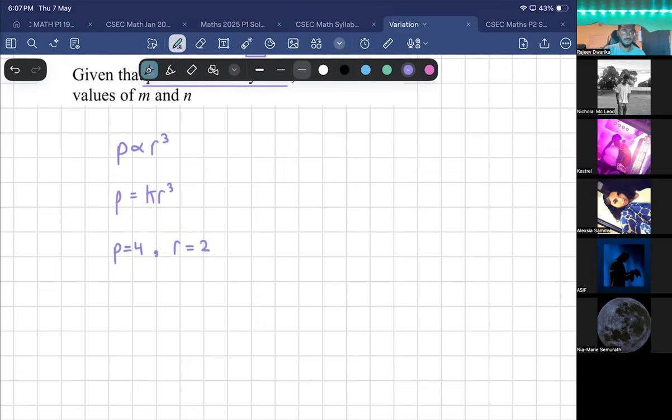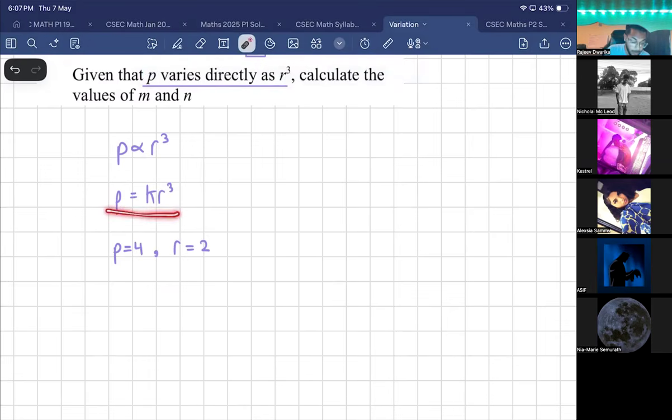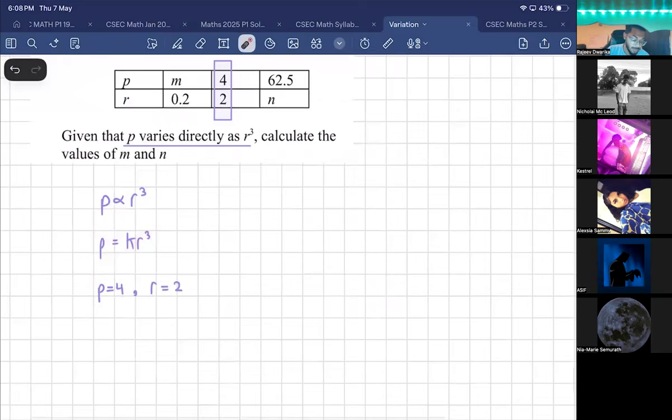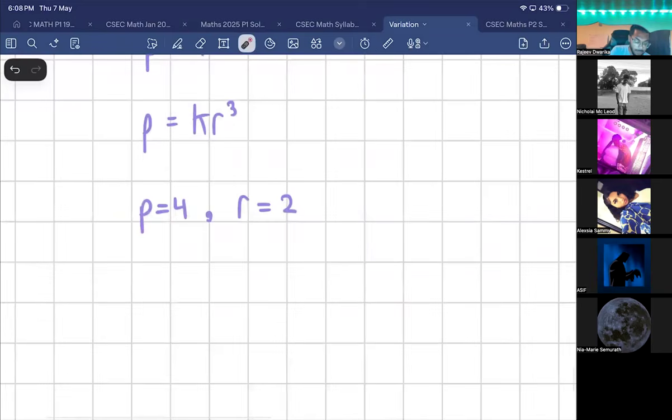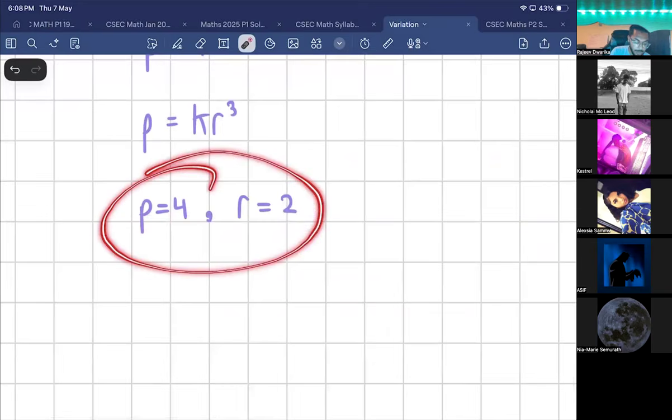Okay. So, Kestrel, this is what we end up with here. But do we know the specific value for K linking P and R cube together? Do we know the specific value? No. So we've got to find K. To find K, you need to know what P and R are. Using the table, we'll be able to find a value for P and R.